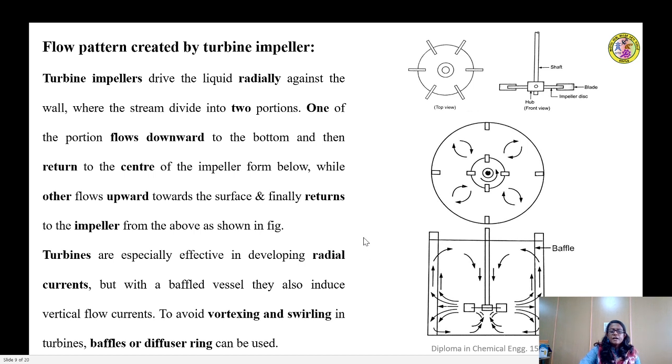Turbine impellers are especially effective in developing radial currents, as we just discussed. But with a baffled vessel, they also induce vertical flow currents. To avoid vortexing and swelling in turbines, baffles or diffuser rings can be used. Without the baffles, they create a strong radial flow, and radial flow has a tendency to develop swelling and vortex formation. With the baffles located in the agitated vessel, some of these radial flow currents are converted to axial flow currents. In that way, the baffles help in preventing swelling and vortex formation.